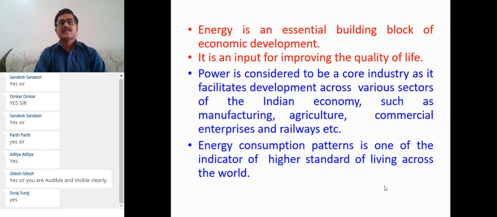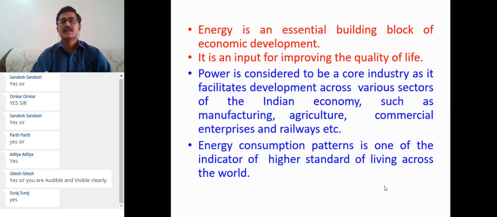So that's why it is said that energy is an essential building block of the economic development of a nation or a country. It is an important input for improving the quality of life. So we can say that the quality or standard of life is definitely affected or governed by the energy that you have at your level, isn't it? Power is considered to be the core industry as it facilitates development across various sectors. Energy is the capacity to do work, and power is the rate at which you consume that energy. So energy is in joule, and power is joule per second, that is the watt or kilowatt. The availability of power is a very important one, because it drives the different sectors of an economy.